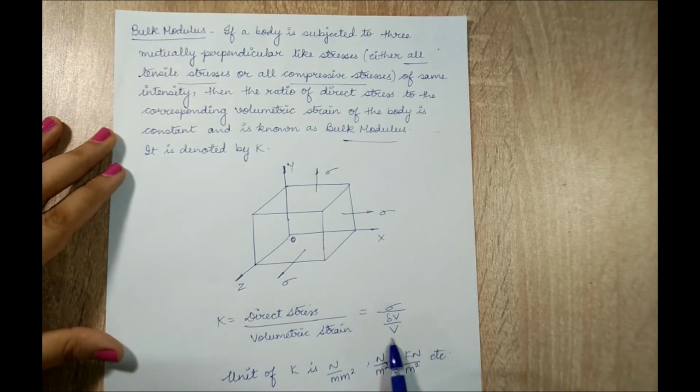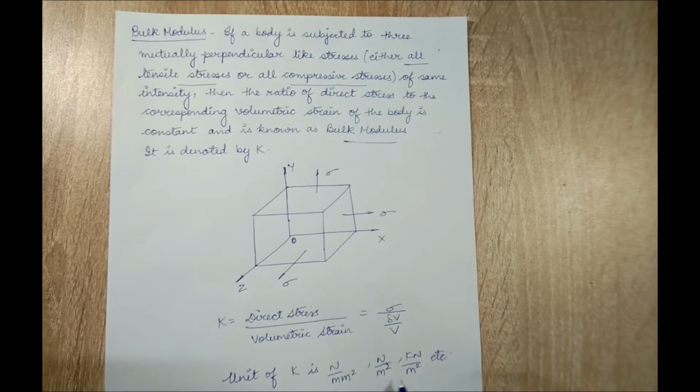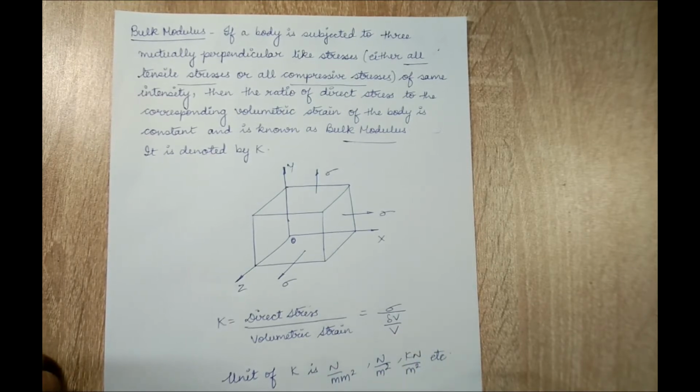If you observe this term delta V by V, volumetric strain, it has no unit. The unit of sigma is going to be either Newton per mm square, kilonewton per mm square, kilonewton per meter square, or Newton per meter square, and hence the unit of K is the same because it has only one term to the right containing the unit.